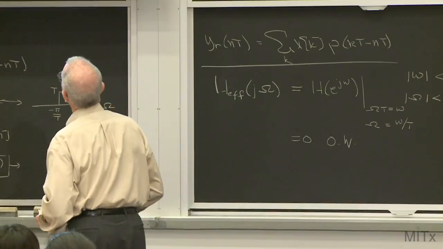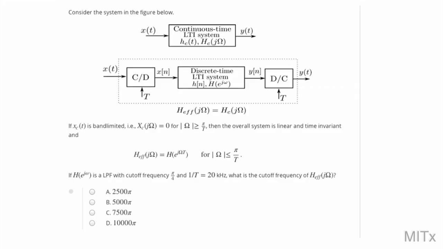Okay, so here's where we are. Let's assume that my input signal is band limited. I go through the C to D converter. I go through a discrete time system, which is a low-pass filter with this cutoff frequency. And the overall system then has an overall effective frequency response. So the question I'd like you to think about is what the equivalent cutoff frequency is of the overall equivalent continuous time low-pass filter.